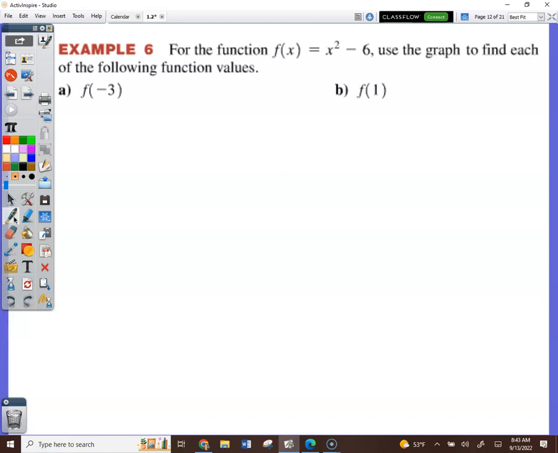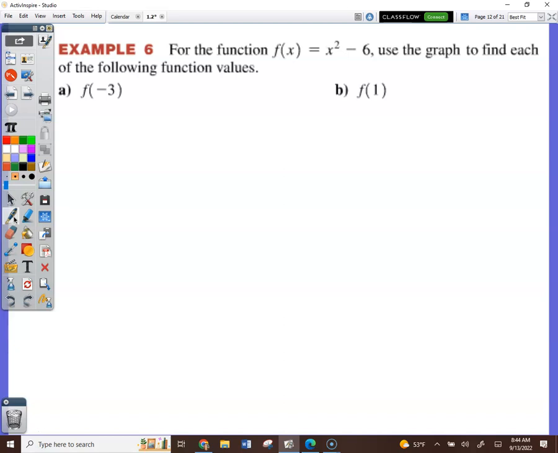Oh, wait. No. Who has a textbook? I wonder if I just forgot to copy the graph. You really don't. No, you just plug it in. Oh, there's the graph. Okay.